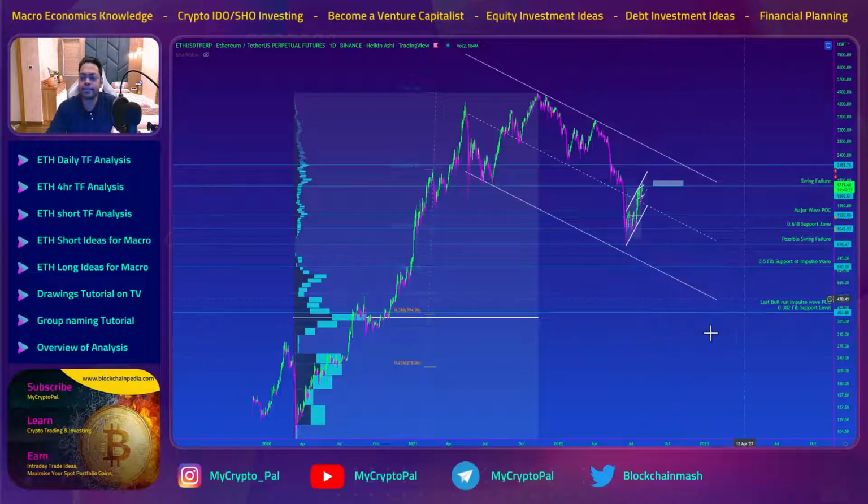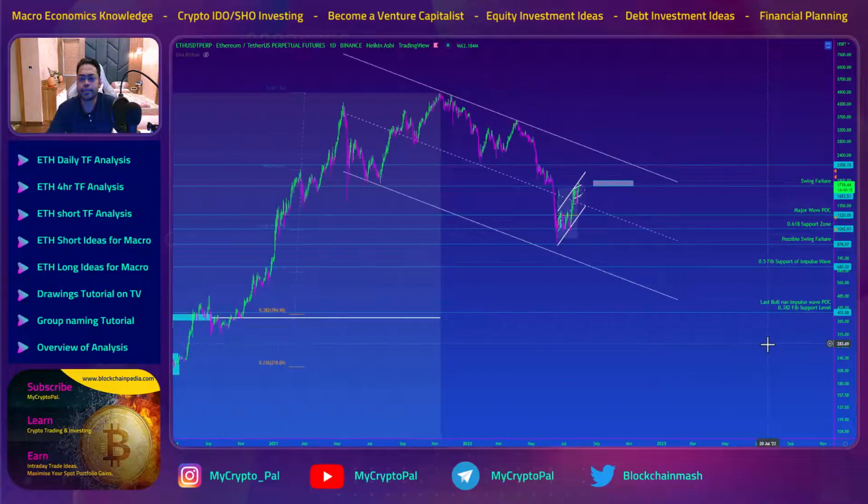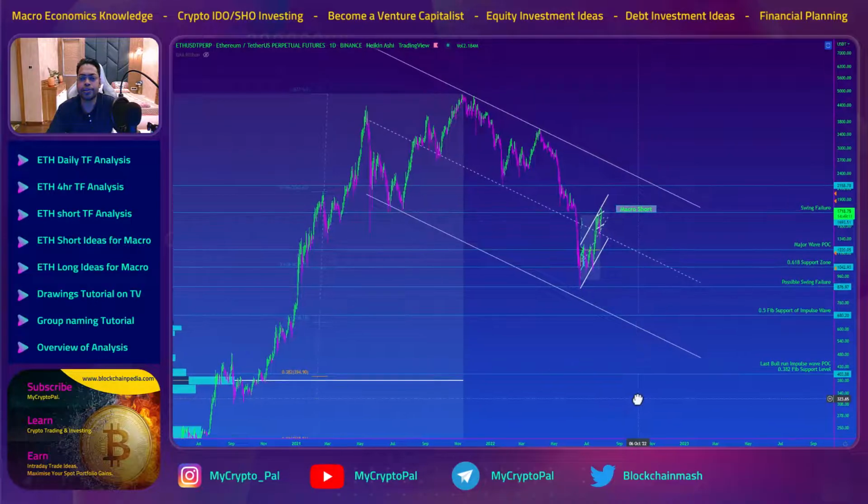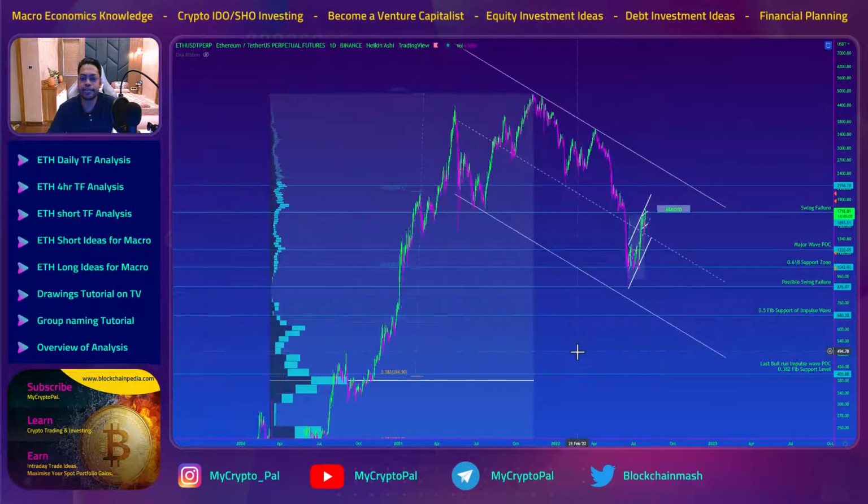Let's start with the daily time frame. As you can see, this is the daily time frame Ethereum Binance chart. All the charts I'm using are normally Binance, so you can just shift these to the charts of the exchanges that you use, and it can help you.